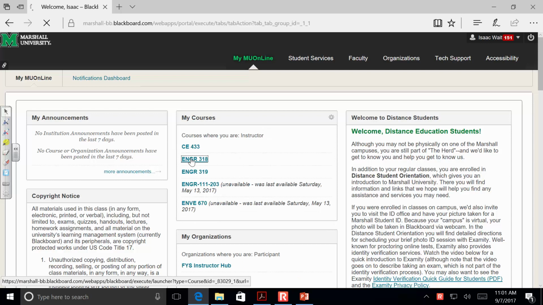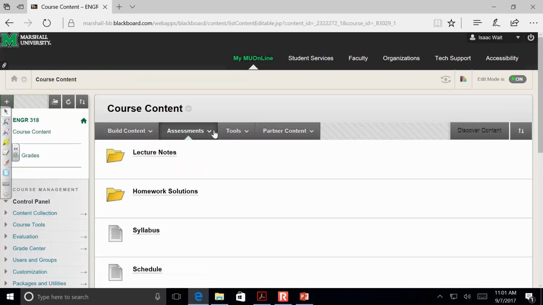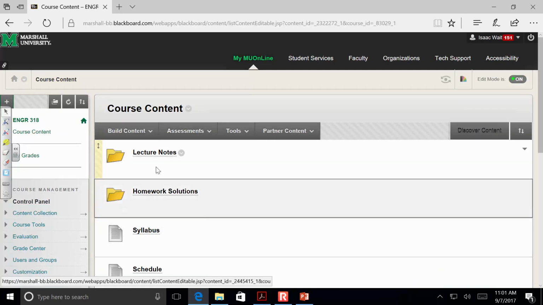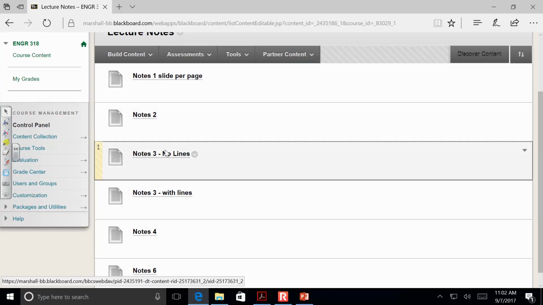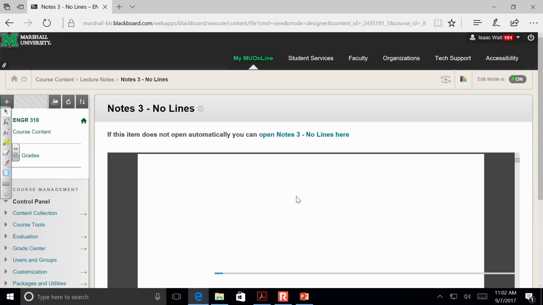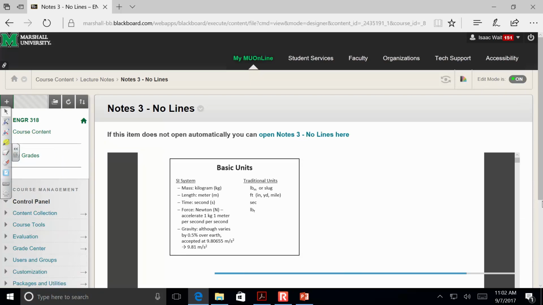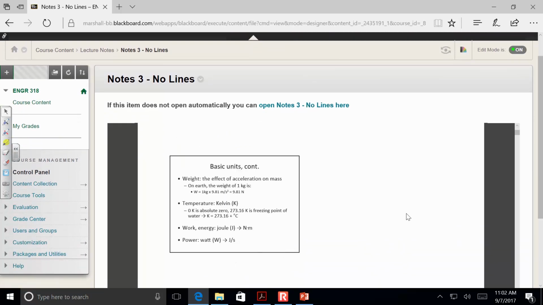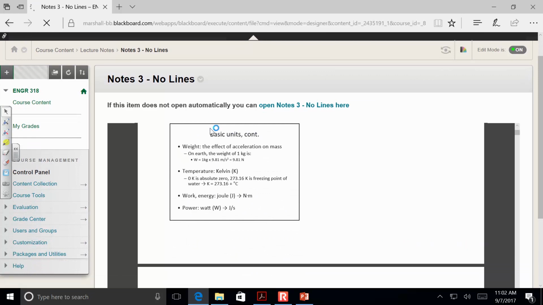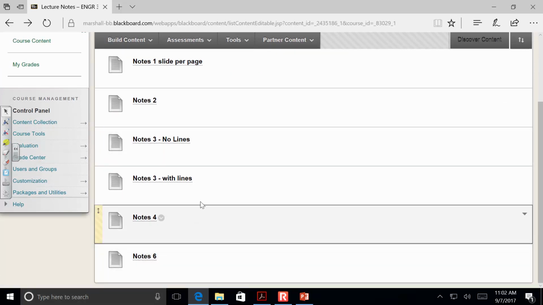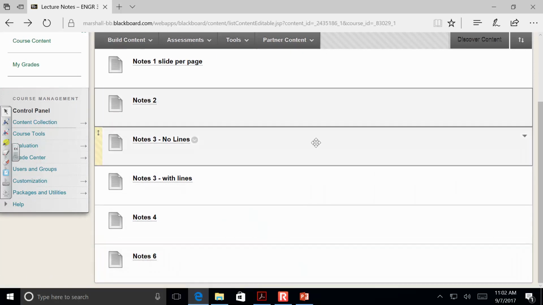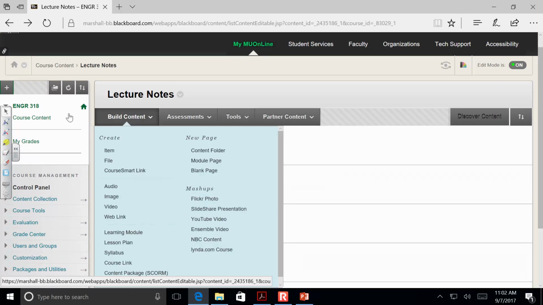Okay, so here's 318, that's our class, and so the lecture notes are available in a variety of different formats. If you want to have 3 notes per slide, with no lines, that's a printing option, or if you want them to be bigger, then you can go back and choose it so that there's only 1 slide per page and so on, all the way up to 6 slides per page. So these are the notes for the entire semester, and you can get those and print those out.